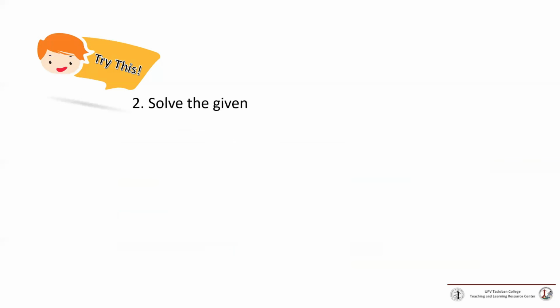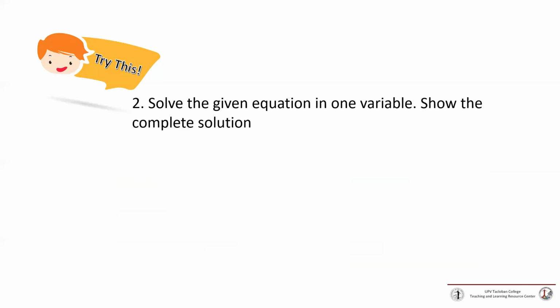Number 2, solve the given equation in one variable. Show the complete solution. Okay, negative 2 times the quantity of 3x minus 1 plus x is equal to 14 minus x. That is your exercise number 2. Negative 2 times the quantity of 3x minus 1 plus x is equal to 14 minus x.